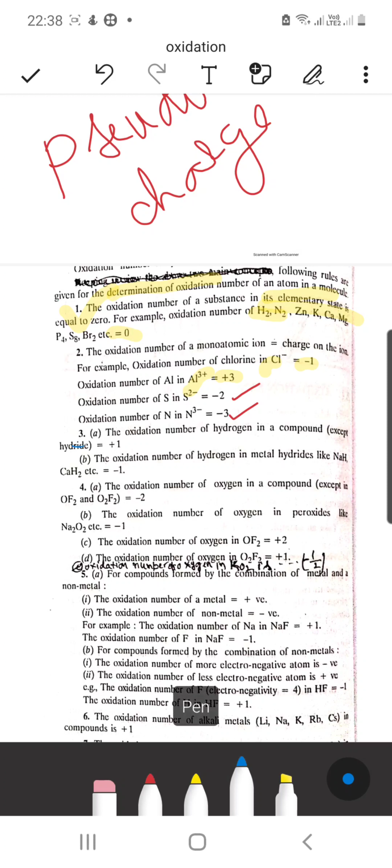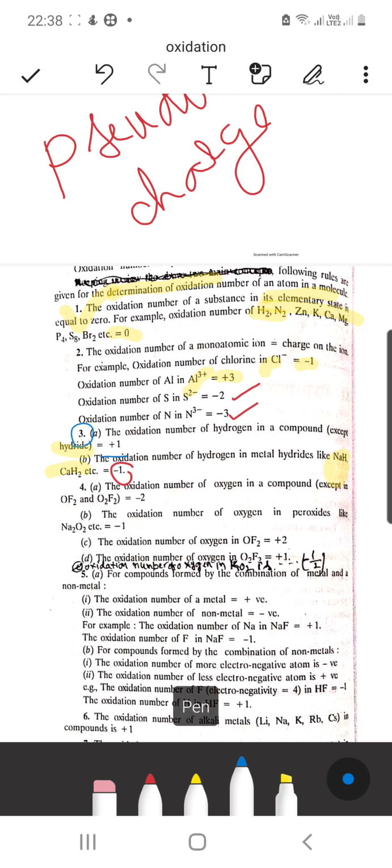The third rule is that the oxidation number of hydrogen in a compound is +1 except in a hydride. The oxidation number of hydrogen in metal hydrides, for example NaH and CaH2, is -1.